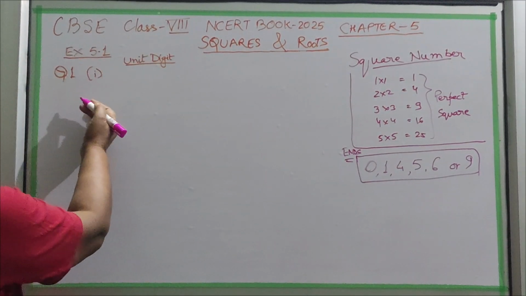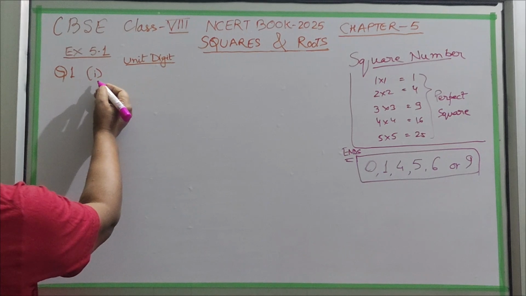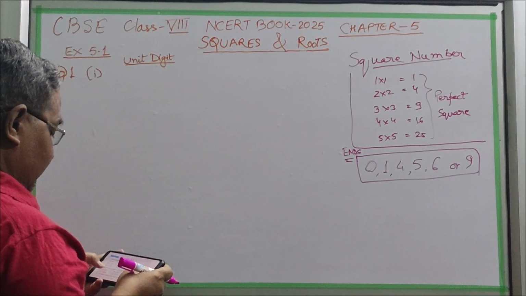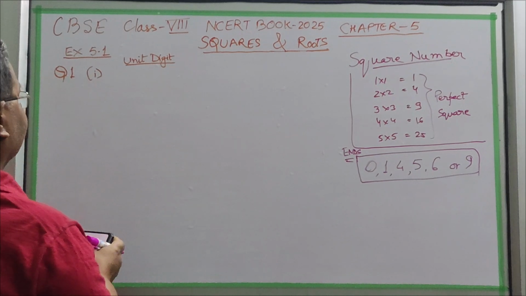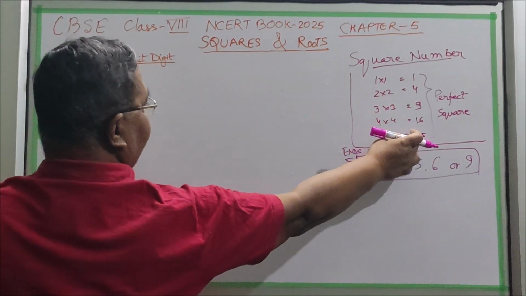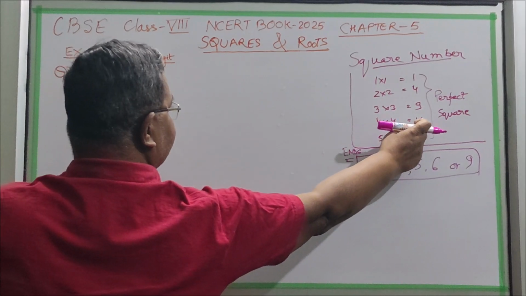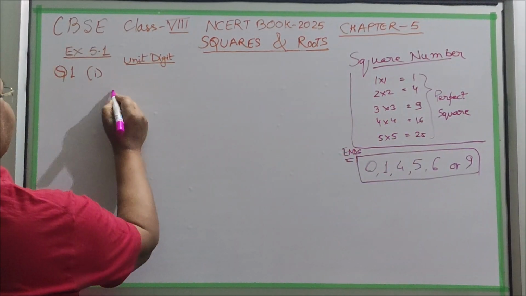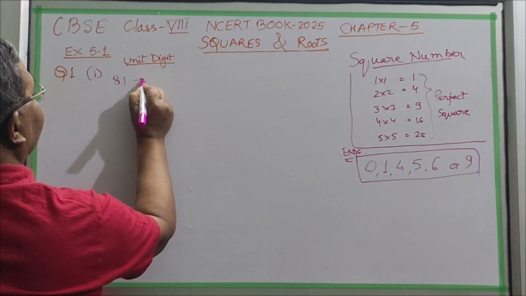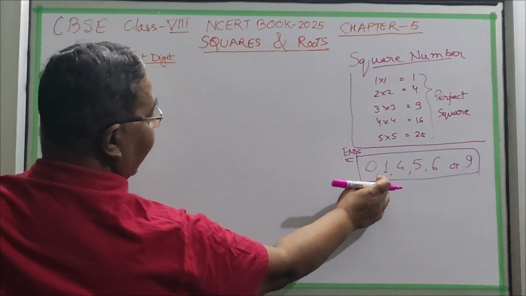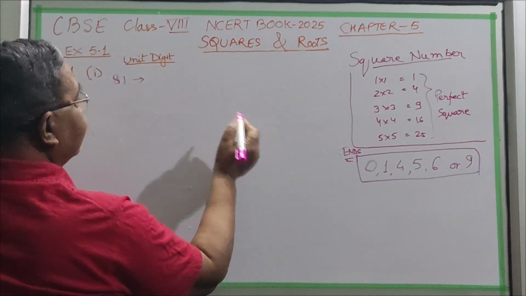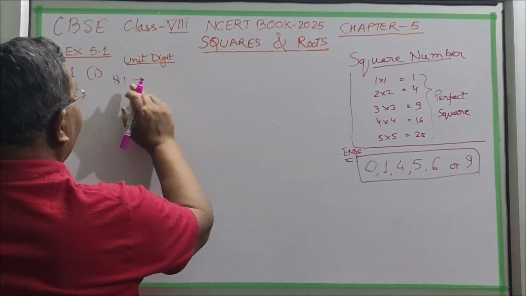Now question number 1. Here you have to tell the unit digit. Some numbers they have given, and they are asking what will be the unit digit of the square. Like 5's square is 25, 4's square is 16. Likewise they want the square of 81, and what will be its unit position? So its unit position is 1.